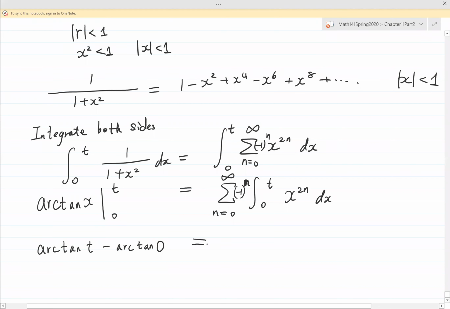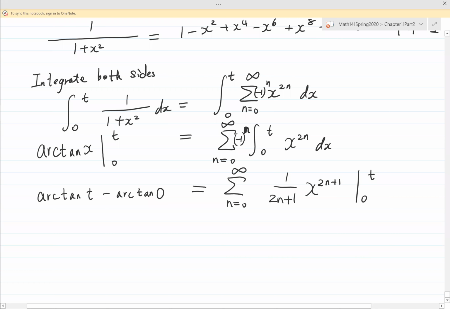The right side, you get the sum from 0 to infinity. This uses the power rule: the power increases by 1 and then we divide, evaluated from 0 to t. Arctan of 0 is 0, remember, so this is arctan of t. And then the right side, you use the Newton-Leibniz formula.